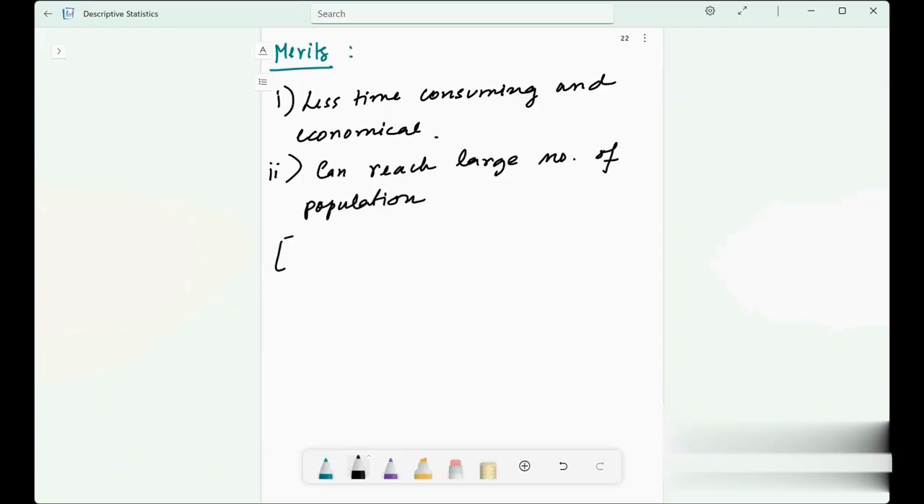For example, I can think of a very nice example for this, just Google Forms. Google Forms are so nicely arranged, the questions are very nicely presented and arranged, and it can be circulated among a large number of population, right? So it can be an example for questionnaire method. Number 3 is, answer can be taken anonymously.